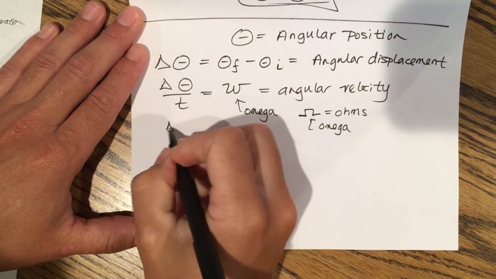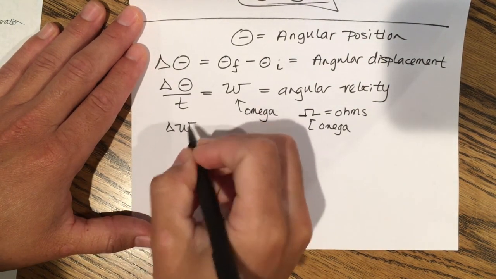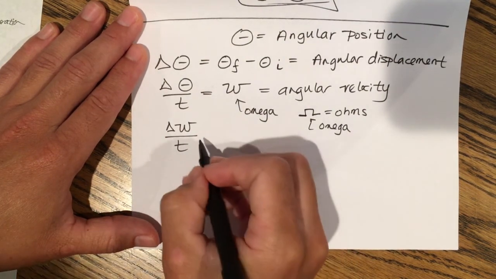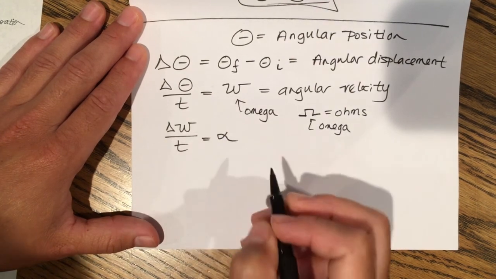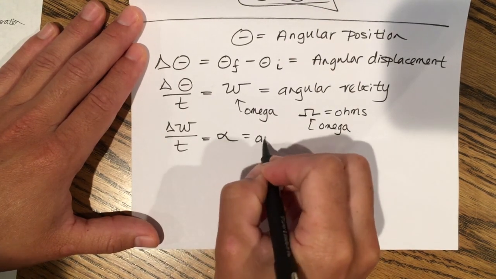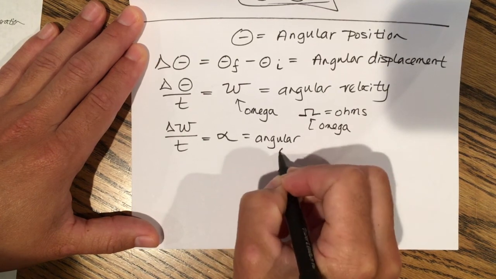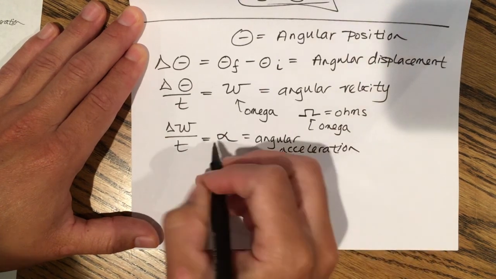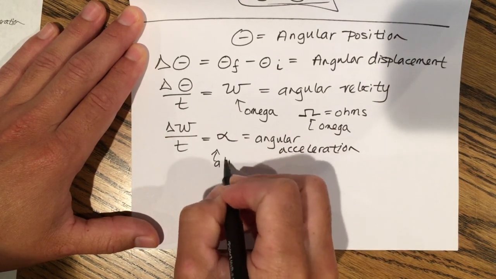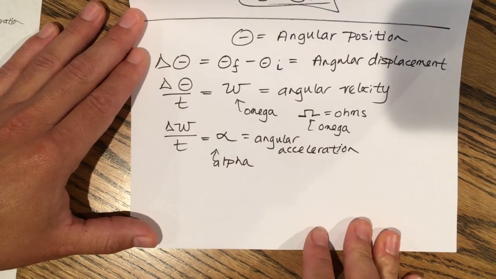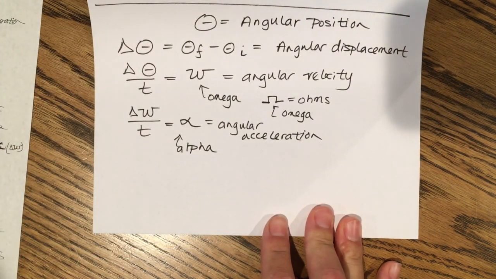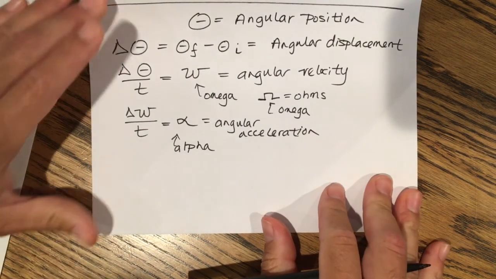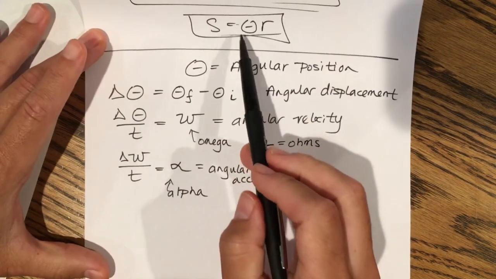And if we have a change in omega divided by a change in time, I don't write the delta there, but I could, is equal to angular acceleration. And you might say, well, what symbol is that? And that one is alpha, another Greek letter. All right, good. So let's go ahead and expand now on this relationship up here.